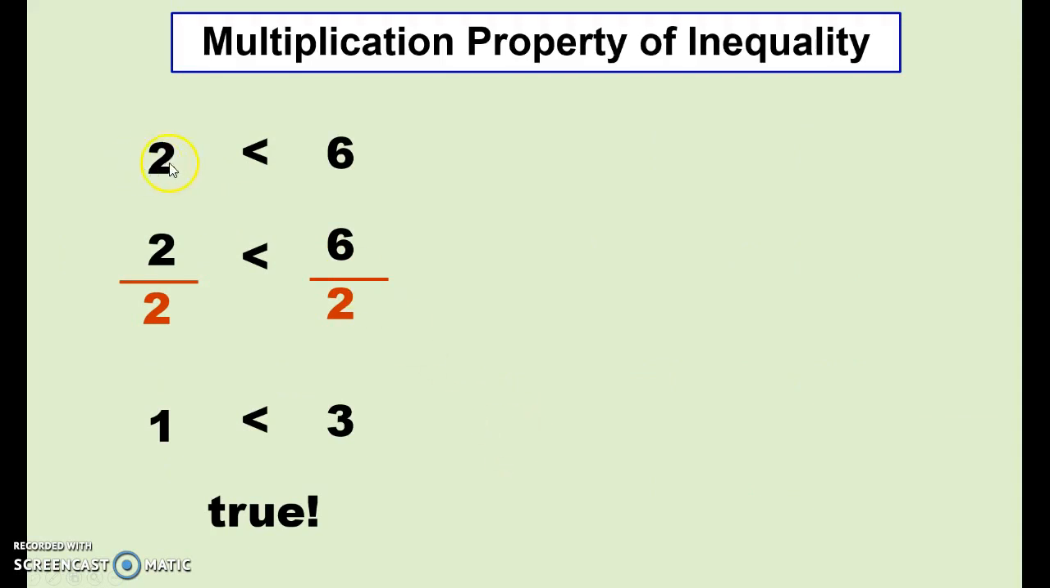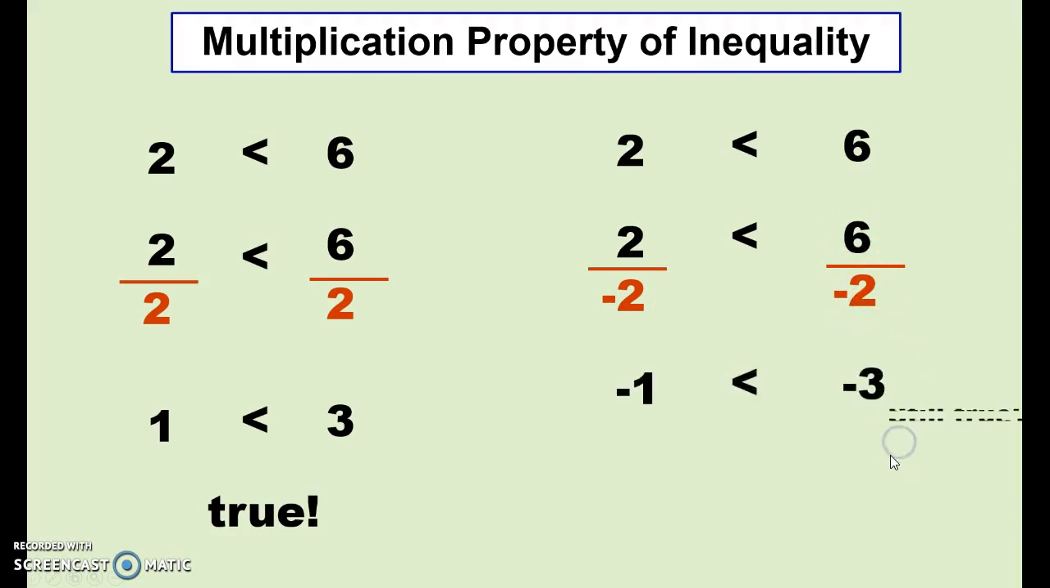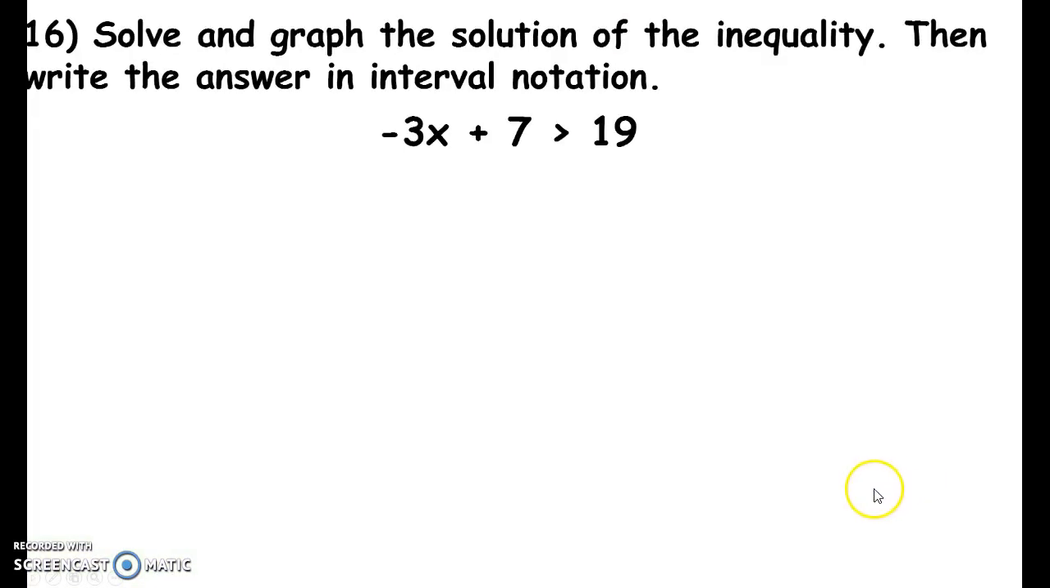Okay, what if we're dividing? 2 is less than 6. If I divide both sides by the same positive number, I get 1 is less than 3, and that's true. What if I take 2 is less than 6 and divide both sides by the same negative number? +2 divided by -2 is -1. +6 divided by -2 is -3. Is -1 less than -3? No, -3 is farther to the left on the number line. It's smaller. So in order to make this statement true, I have to switch the sign. So anytime you multiply or divide by a negative, you have to switch the sign. All right, let's take a look at this one.